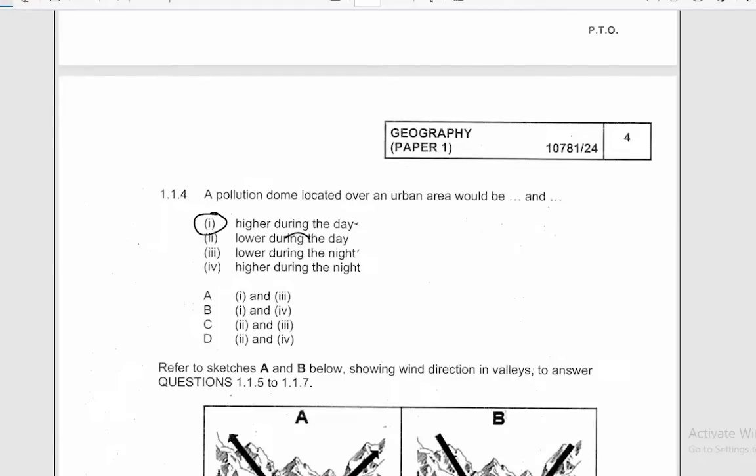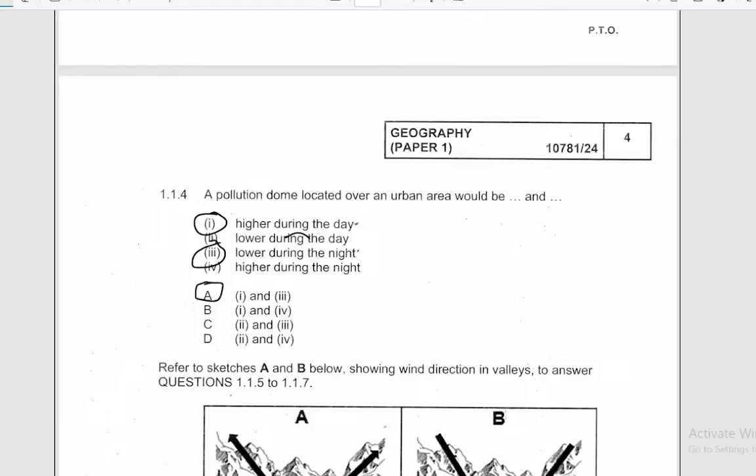We have indicated that. And also, the other correct response is lower during the night. So it's higher during the day and it's lower during the night. So that combination of item number 1 and item number 3, we find it on combination A. So our correct response for this question constitutes to be A. Right, we move on to the next question.